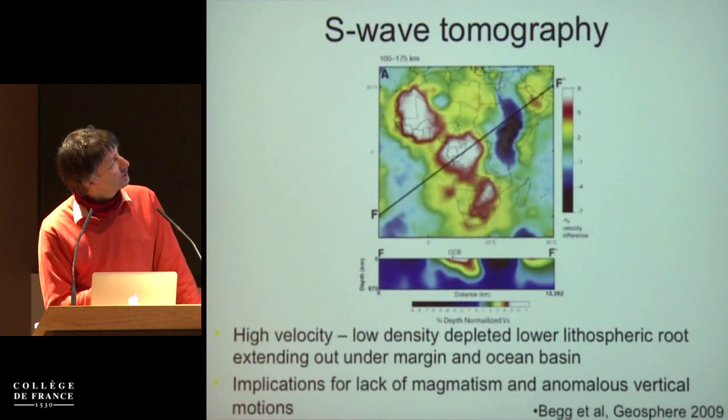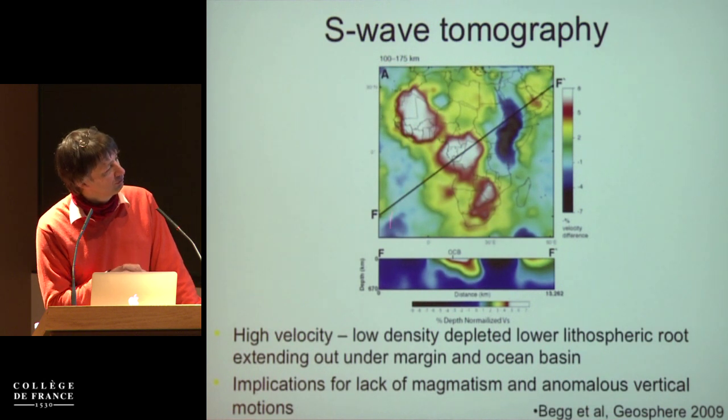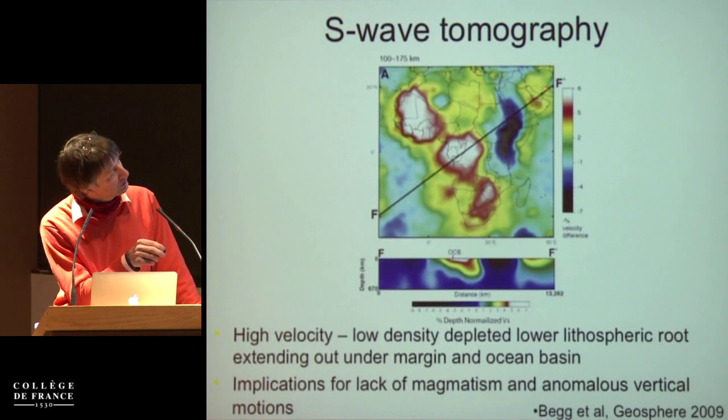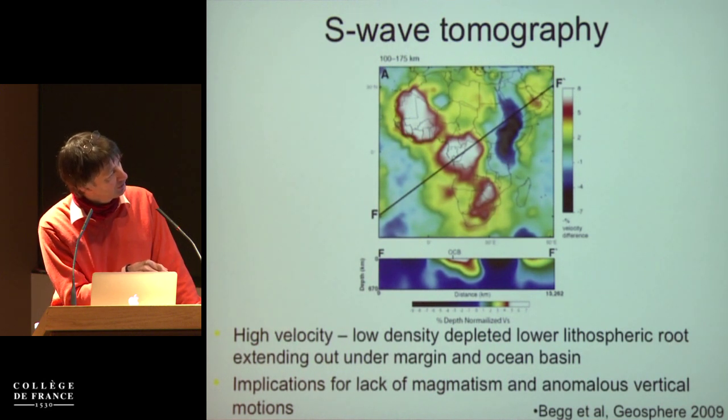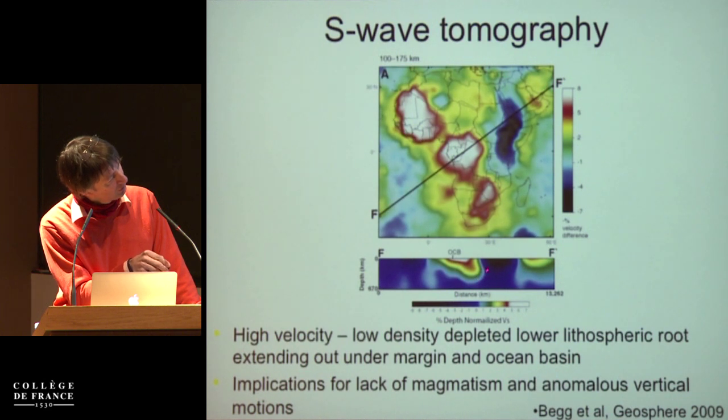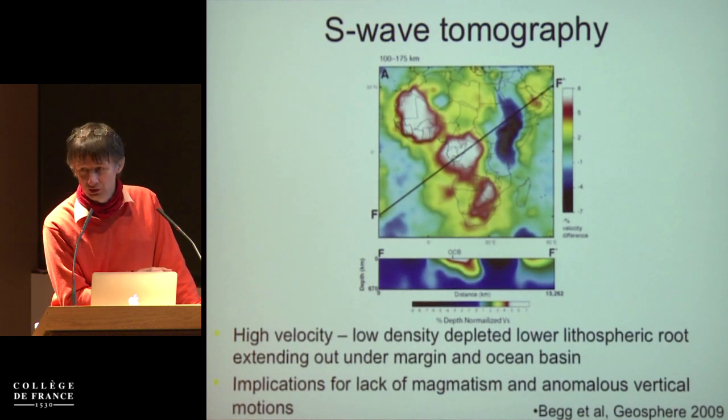All right, so here is an S-wave tomography image at between 100 and 175 kilometer depth by Beck et al. from the Griffin group. And it's basically showing a section through Africa and the Angolan margin here. And here's the same section in depth. What's actually very interesting is that we can image the root of the Congo craton, but we can also see that this velocity anomaly extends out into the oceanic basin. And it shouldn't be there.